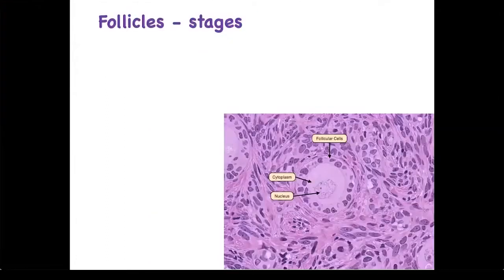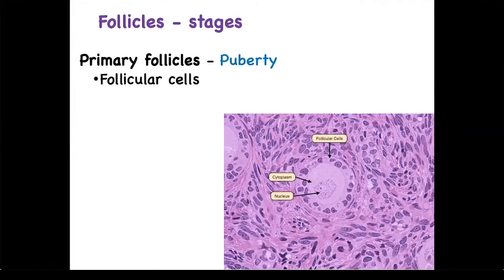At puberty, a cohort or group of primordial follicles are selected to continue their maturation to become primary follicles. The follicular cells will change from simple squamous cells to simple cuboidal or columnar cells, and they're located here.